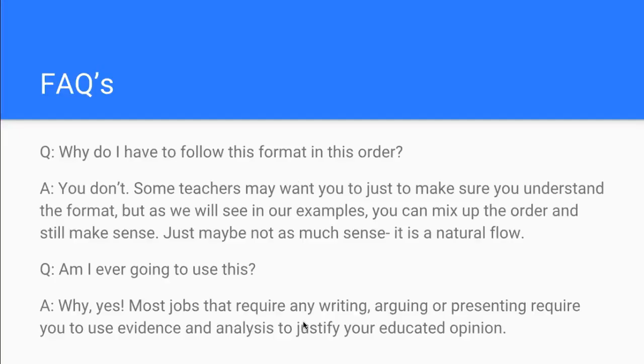Okay, so why do we have to follow this format and this order? I hate recipes in my writing. I just want to write. Well, you don't. You can write the paragraph naturally and then look back and say, hey, did I make a point? Did I use some evidence? Did I logically explain how the evidence makes that point? Did I transition? So it's kind of a natural flow, and you'll use it in lots of situations, both in jobs or in persuading people in your personal life.